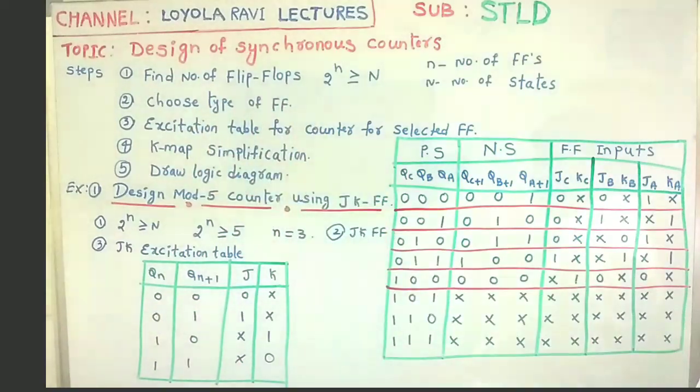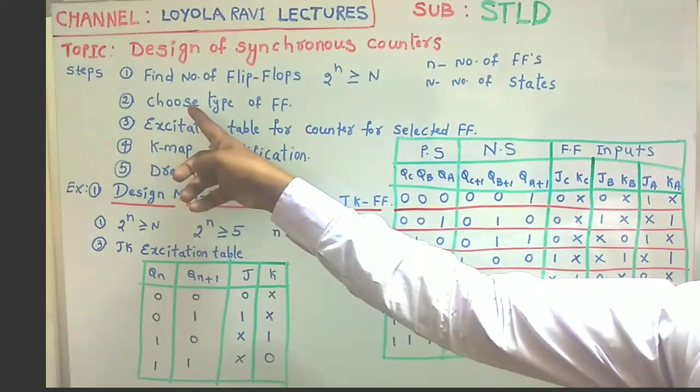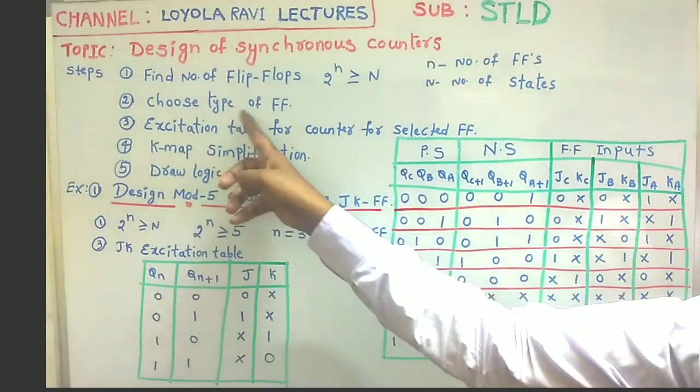The second step is to choose the type of flip-flop. Most often it will be asked in the examination: design a synchronous counter using a JK flip-flop or T flip-flop, or any other flip-flop. If he does not specify, you may take any flip-flop. So the second step is to choose the type of flip-flop.